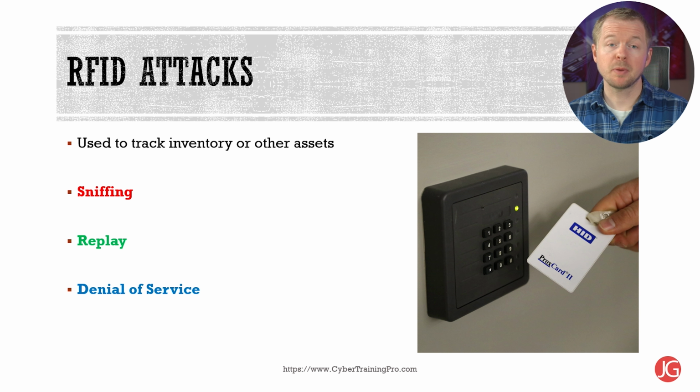Replay is possible when an attacker can use a bogus tag to mimic the actual tag, allowing theft to take place. And then DoS, or denial of service, is possible when an attacker jams or causes signal interference and effectively disrupts RFID services.